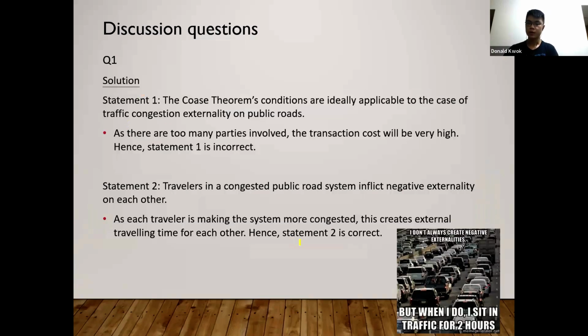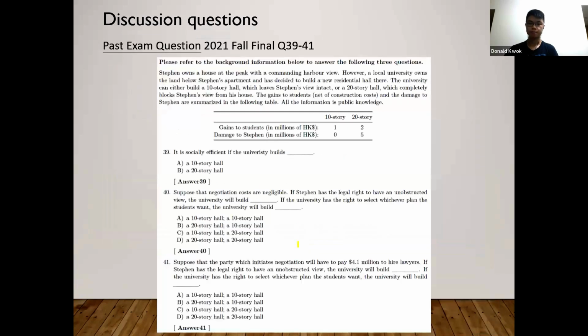Okay, so that's all for question 1, and we'll move on to the next problem.